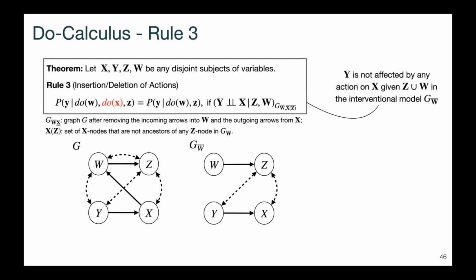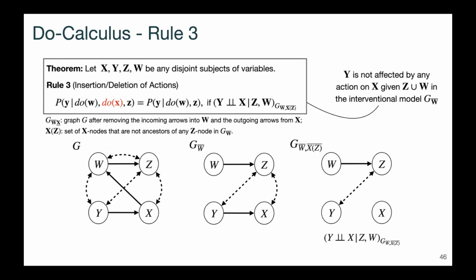So in this situation, I can remove this edge because X is not an ancestor of Z. So it's fine. I can remove this edge. I can also remove this edge because it's into X. So I remove all the edges into X because X is a non-ancestor of Z.